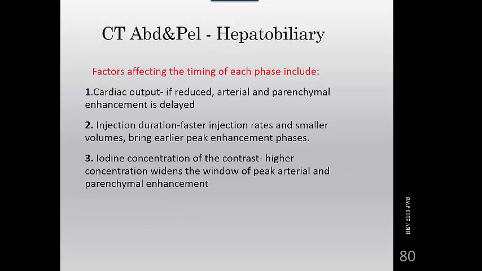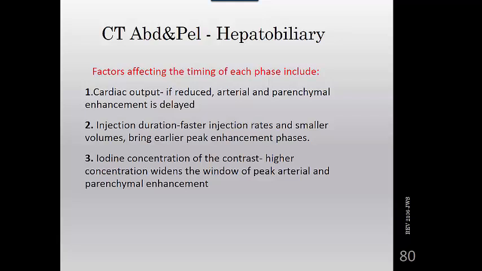Factors affecting the timing of each of those phases include the cardiac output. If it's reduced, the arterial and parenchymal enhancement is going to be delayed. This is where you would need your smart prep or your monitor slices to watch those arteries enhancing and then start the scans. If you just set a 15 or 20 second delay and there's low cardiac output, then you might miss the arterial phase, or you may have to scan them twice to catch it.